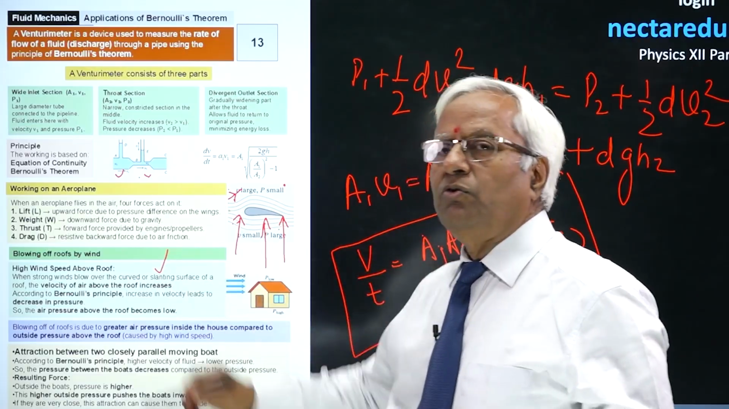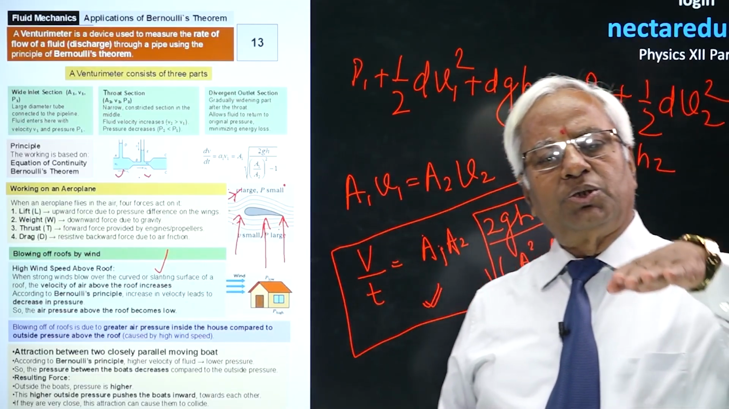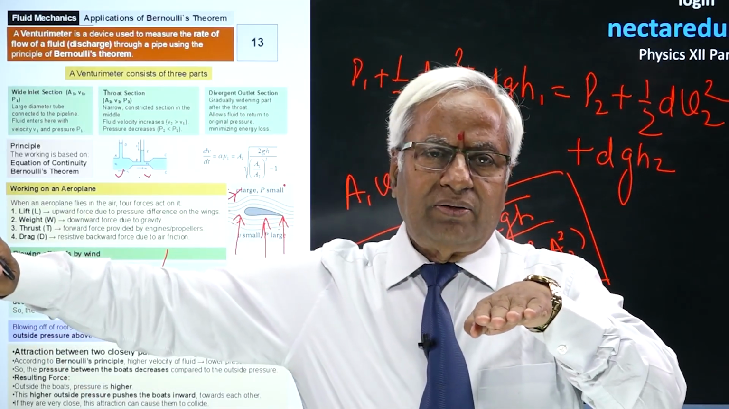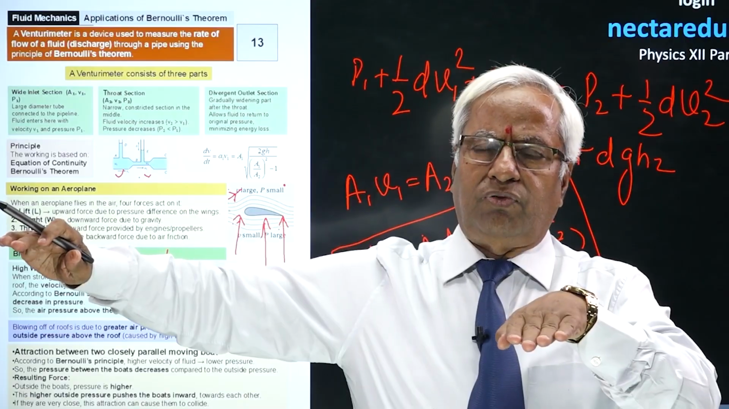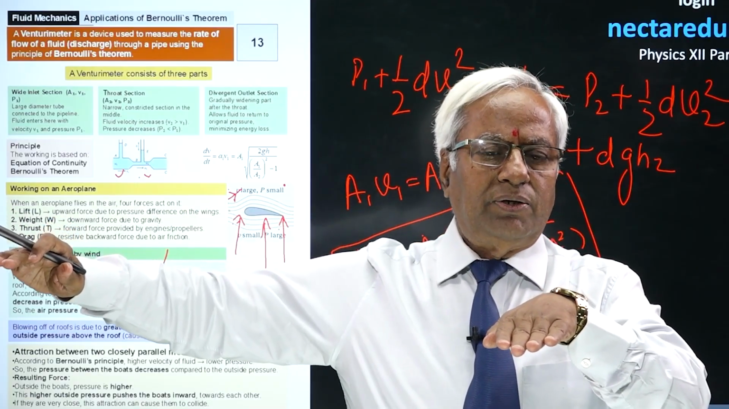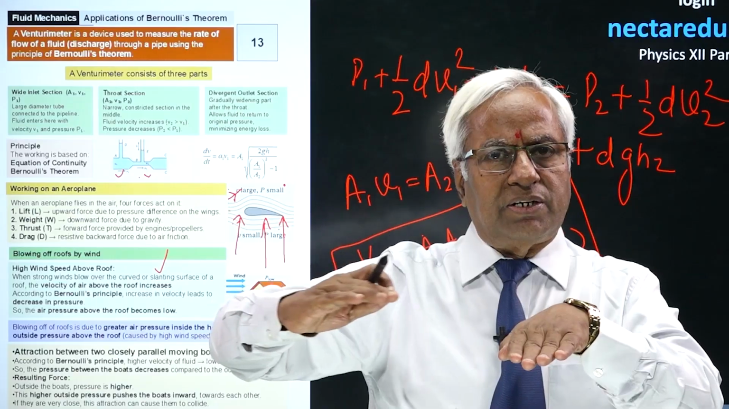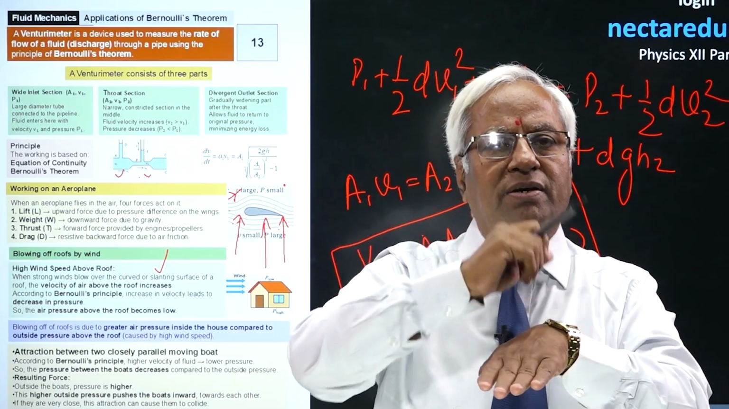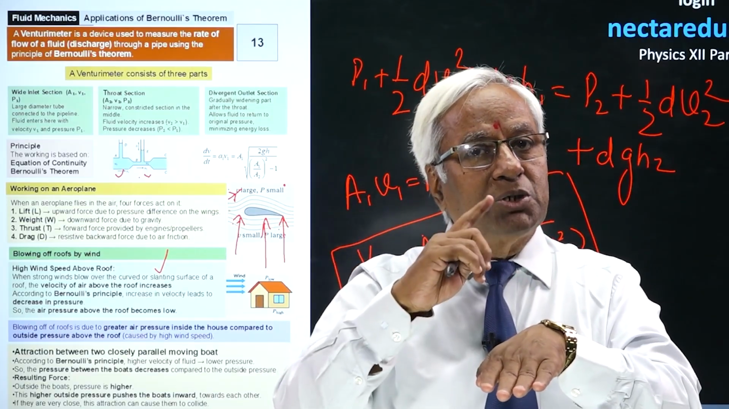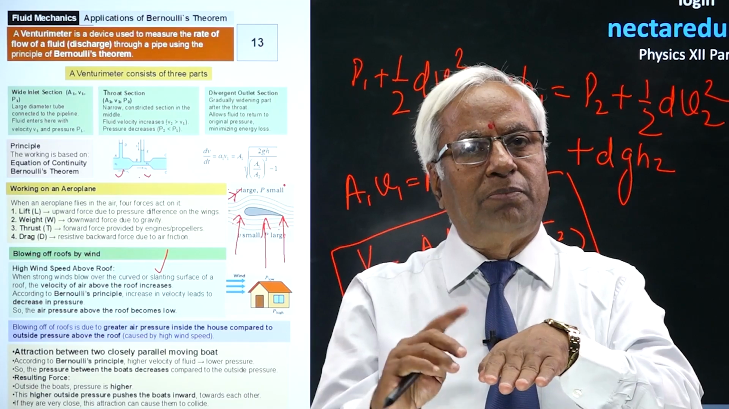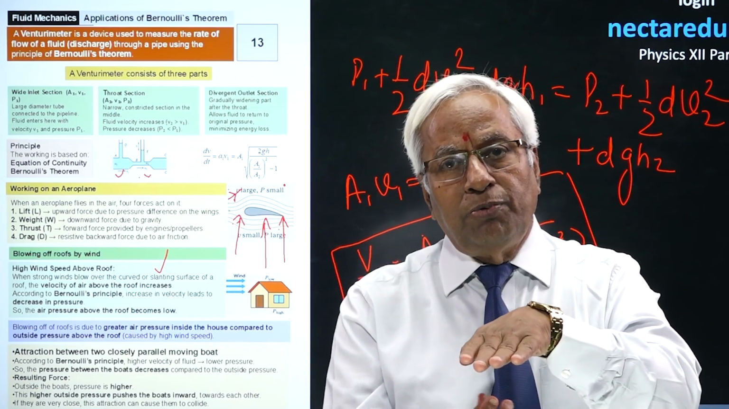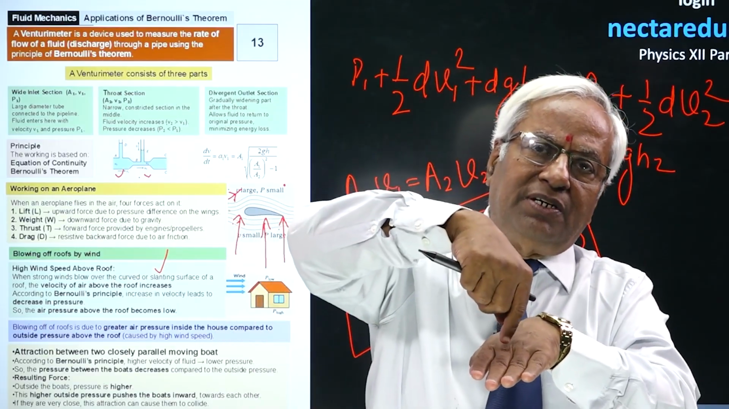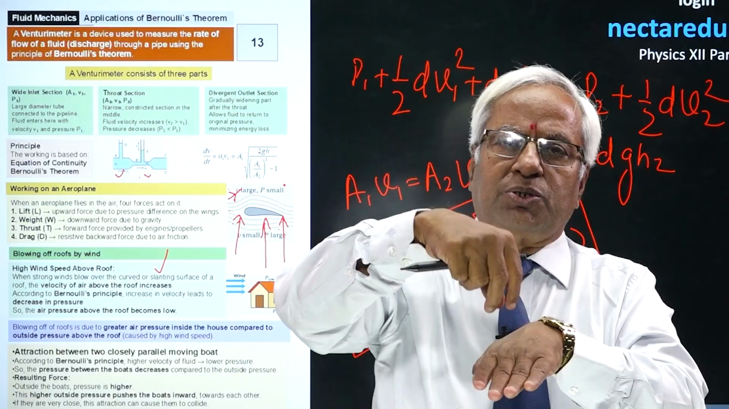Blowing of roofs by wind. Suppose this is a tin shed, and there is a storm, fast blowing wind. You see, when the speed is greater above the tin, obviously the pressure would be reduced over here. But you haven't disturbed the pressure inside the house, that is below the roof. Below the roof the same pressure continues, whereas above the tin the pressure is low.